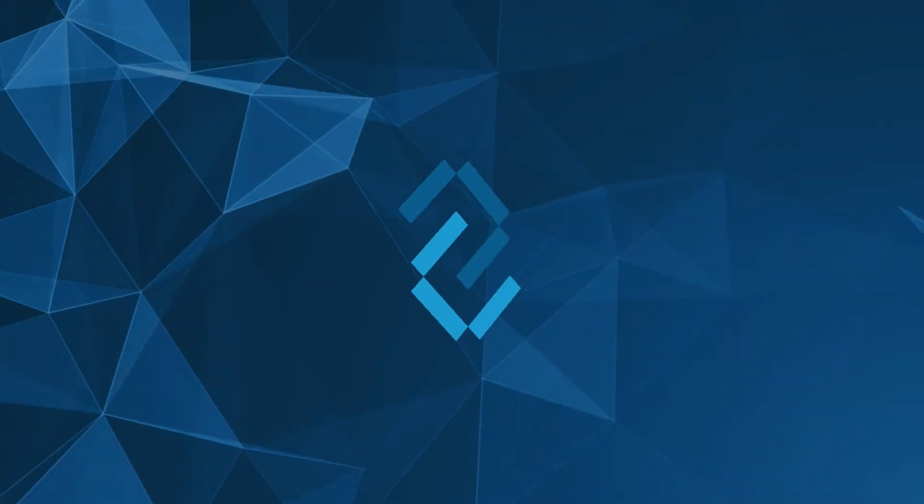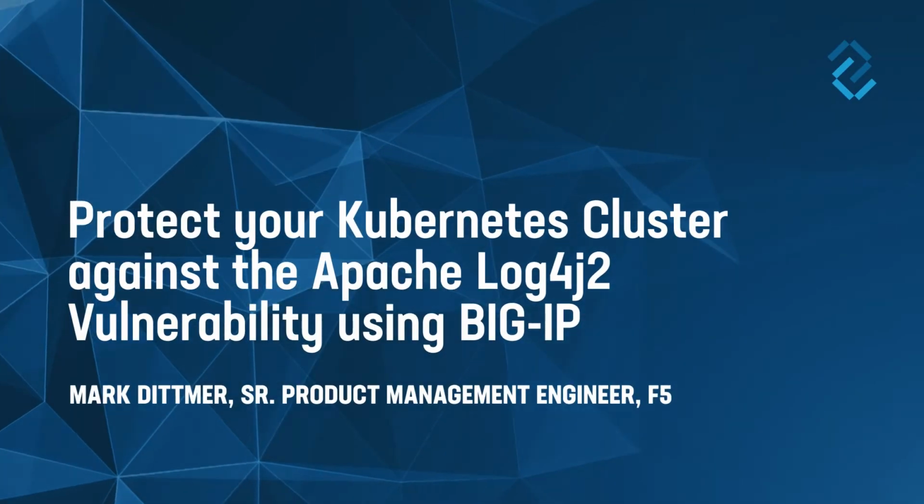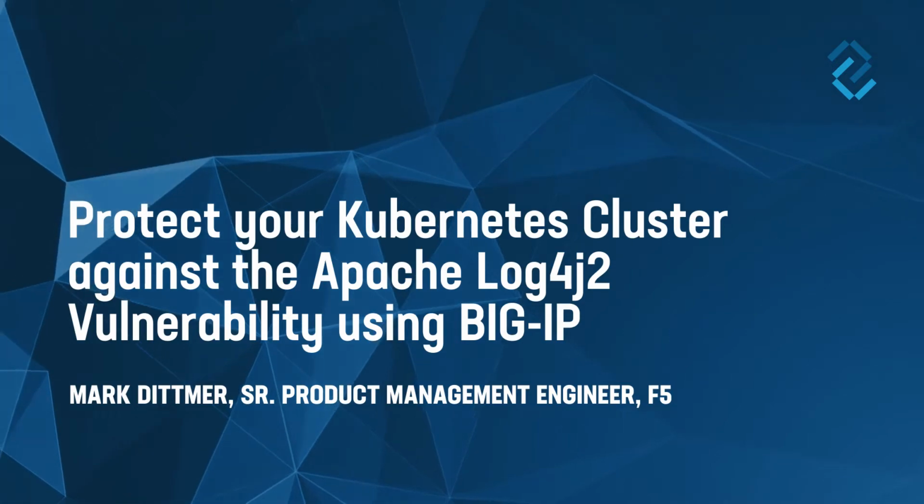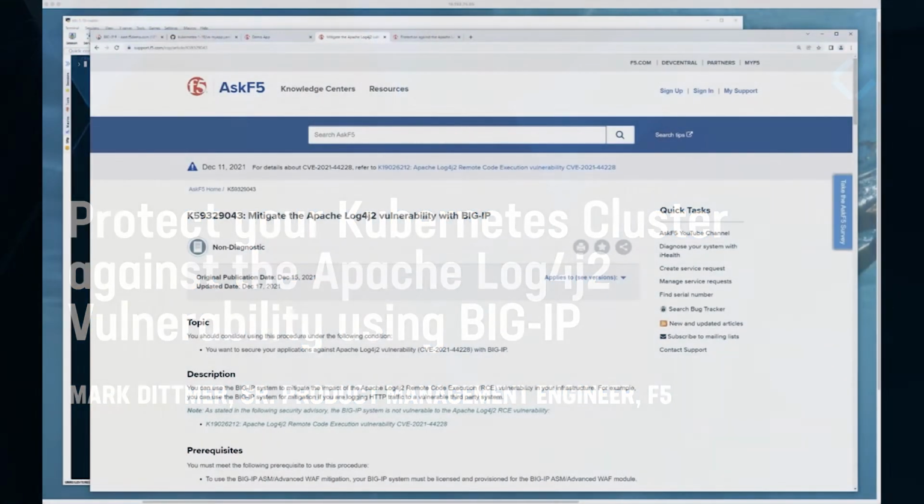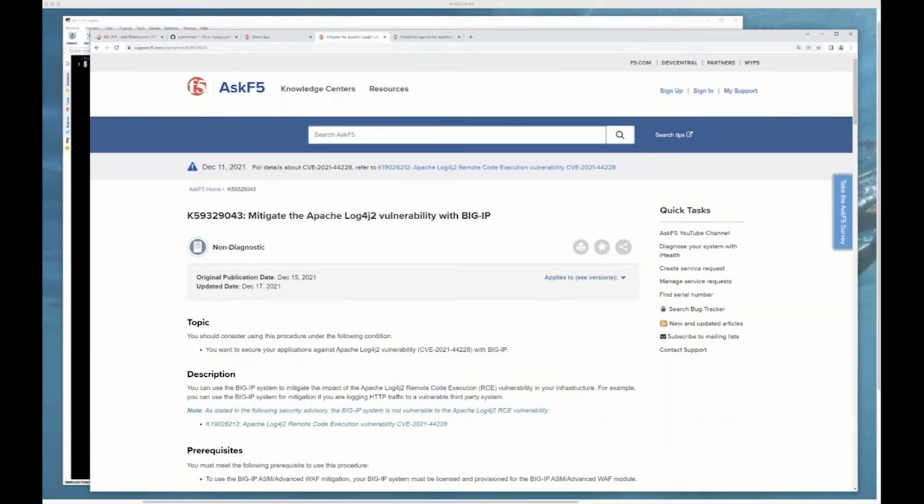Today's demo is going to focus on mitigating the latest Log4j vulnerability using Big IP, specifically focusing on application security and the component ASM. Today's demo is also going to specifically focus around how to enable these policies within Kubernetes.